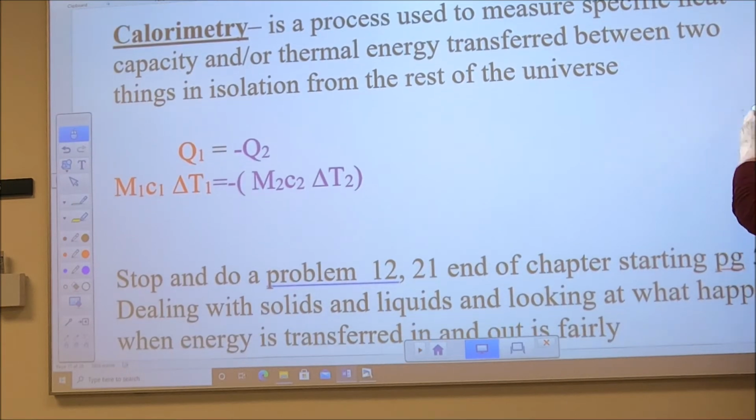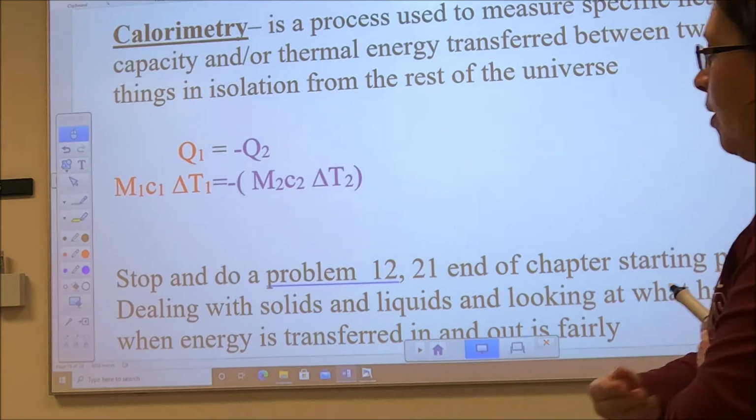Now, let me mention calorimetry, because we're going to do a calorimetry experiment as part of one of our first two experiments in lab. Calorimetry is a process used to measure specific heat capacity and/or thermal energy transfers between two things in an isolated situation. So they're isolated from the rest of the universe. So any heat energy lost by object 1 is going to be gained by object 2, or any heat energy lost by object 2 is going to be gained by object 1.